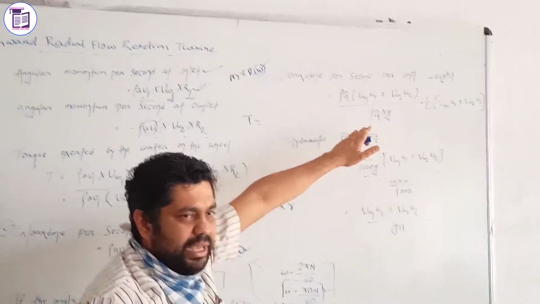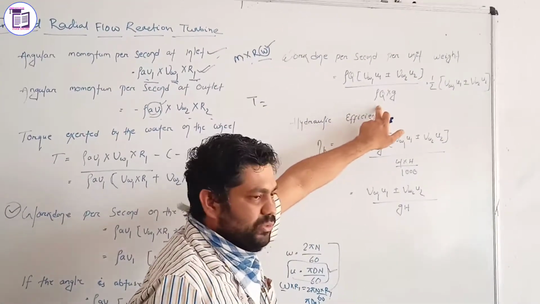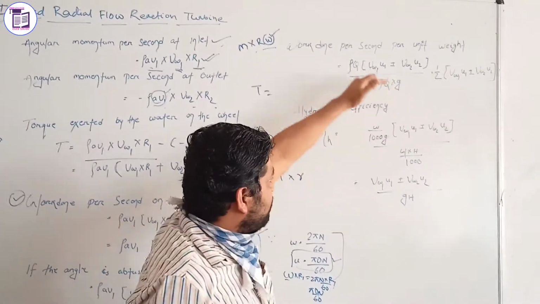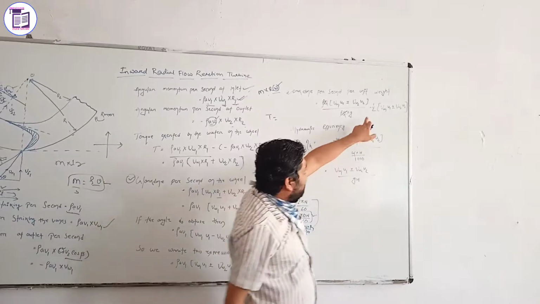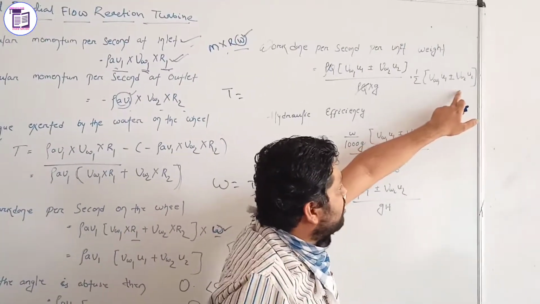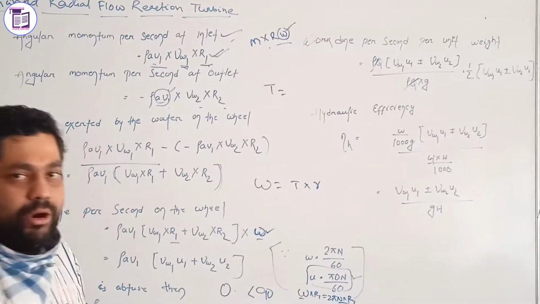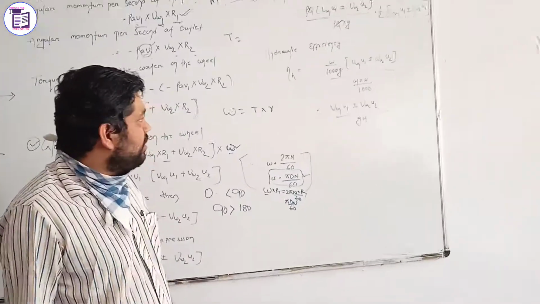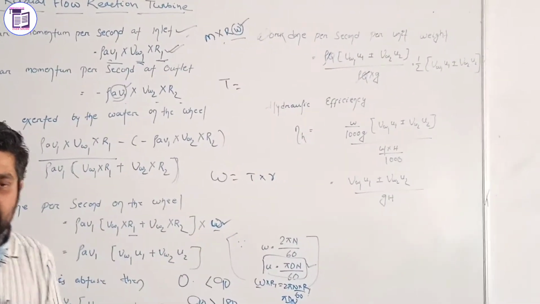m means mass. So mass is also rho A V. Using this expression, you can write rho Q g. So using both, you can cancel rho Q, and you will find 1 by g, BW1 U1 plus or minus BW2 U2, which is called work done per second per unit weight. Using this unit weight, you can find the efficiency, which is called hydraulic efficiency here.